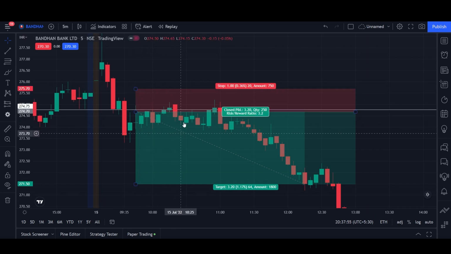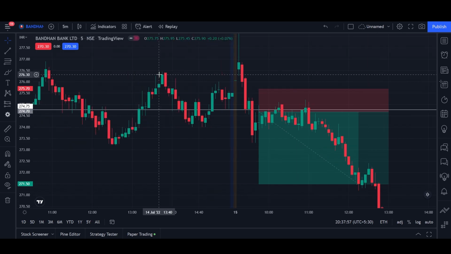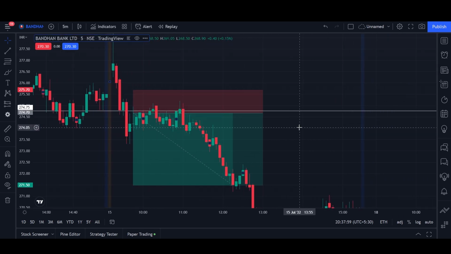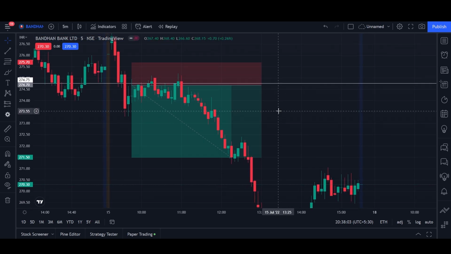My target for the day was nothing exact. I was just observing the market. And as I said in the beginning of the video, you need to know a little bit of the basics of support and resistance and candle patterns and all of this. You need to know this to take trades using this strategy.